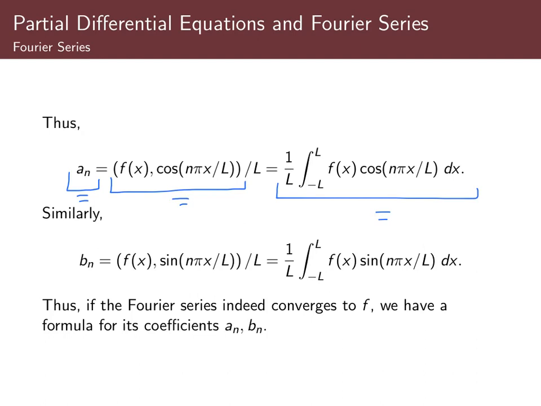If we do a similar thing by multiplying by the nth sine Fourier basis function, we get this expression for b(n) here. Once we have the a(n) and the b(n), we have the Fourier series for f, in the event that it actually converges to f. And so we can write that down using these integrals.